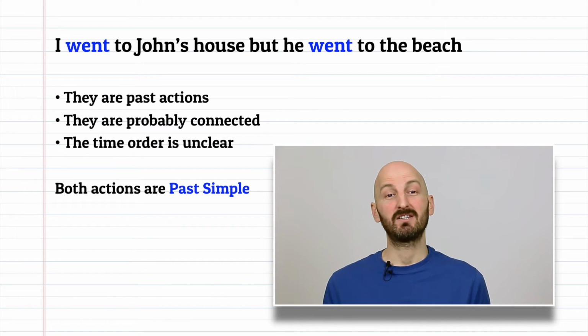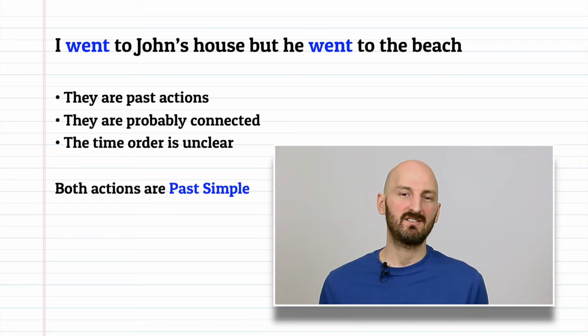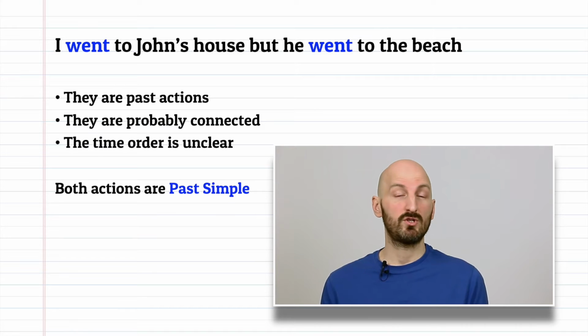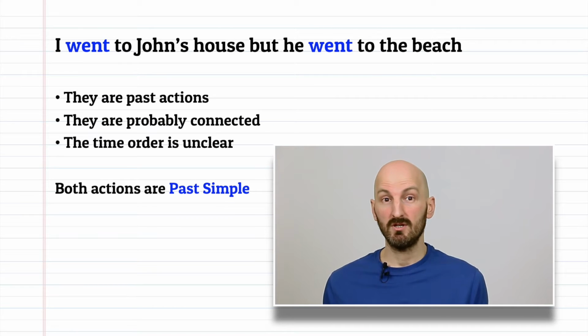So let's think. Are both actions in the past? Yes, they are. Are they connected? Maybe, we're not sure. Do they happen at the same time? Again, maybe. And which one happens earlier? Don't know. The meaning and the time order are a little unclear because both actions are in past simple. So if we want to show that one past action happens before another past action, how do we do it?